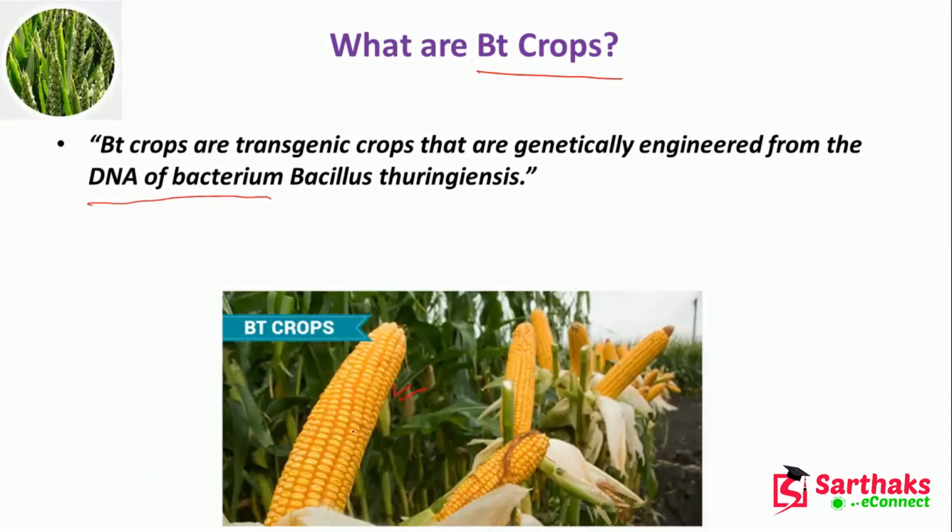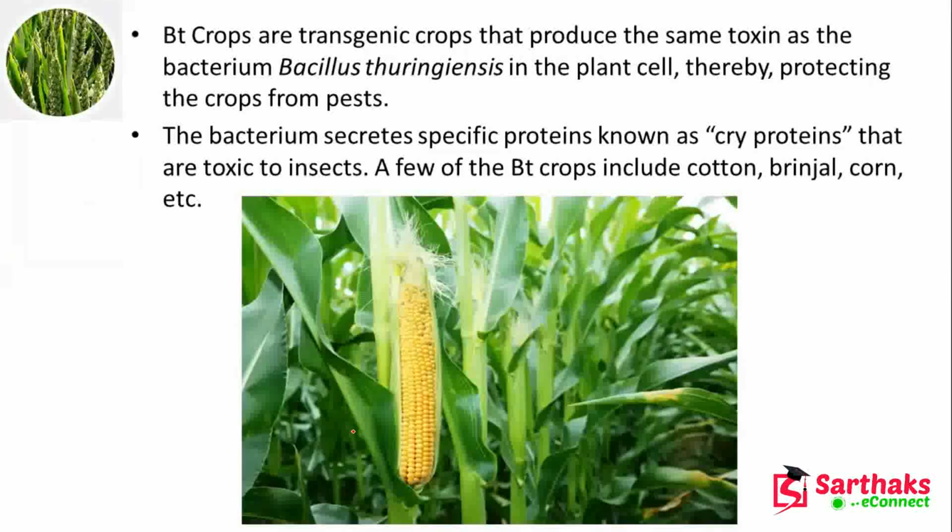So we are growing these BT crops, and these are transgenic crops that produce the same toxin as the bacterium Bacillus thuringiensis in the plant cell, thereby protecting the crops from pests.